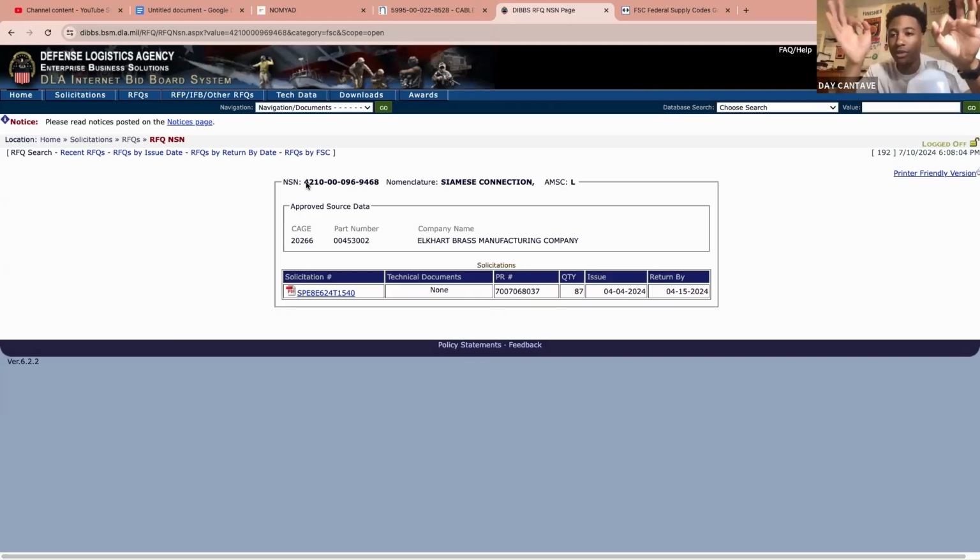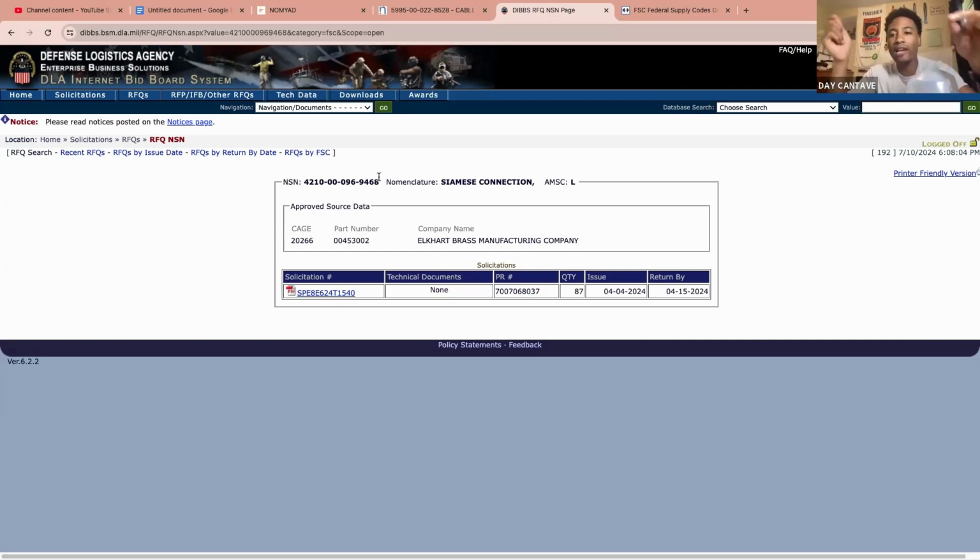So NSNs are comprised of three things. The first of which is an FSC code, Federal Supply Class Code. However, within that FSC code, it's comprised of two things. The first two digits of the FSC code are the Federal Supply Group code, so 42 in this instance. And then the last two digits are the class grouping code. So 42 is safety equipment, I believe, and then 10 is the class grouping code. And then all of these numbers right here, sorry, I don't know why my mouse is not working, but these numbers right here, that's the NIIN.